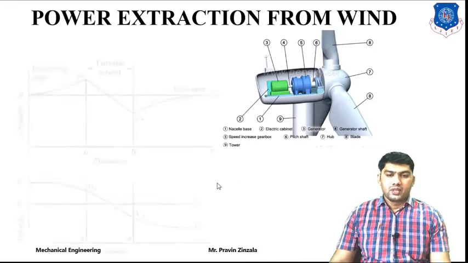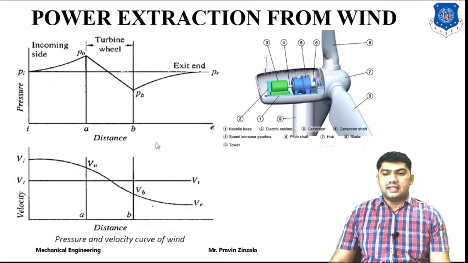By utilizing the different components we can extract the equation for the power of the wind turbine. First of all, we discuss the pressure versus distance and velocity versus distance curves. A is the inlet, the incoming side, and B is the outlet, the exit side. PA is the pressure at the inlet side and PB is the pressure at the outlet side. Similarly for velocity, VA is the velocity at the inlet of the blade, VB is the velocity at the outlet of the blade, and VE is the exit velocity.